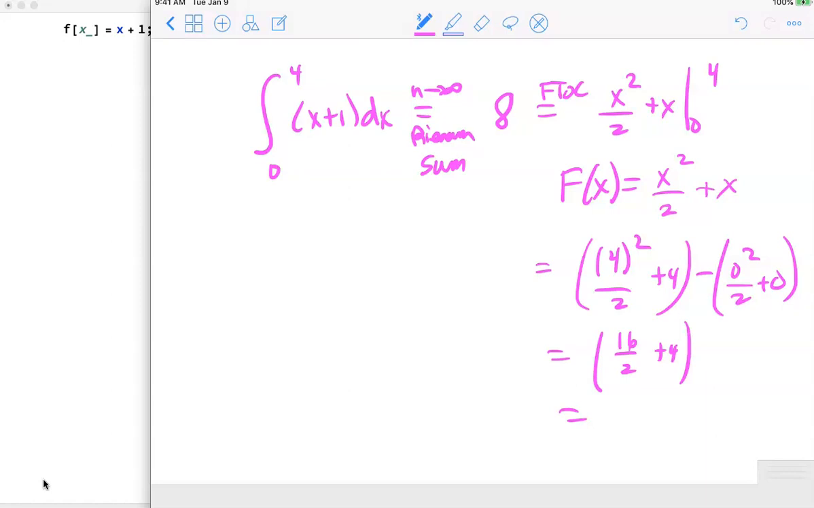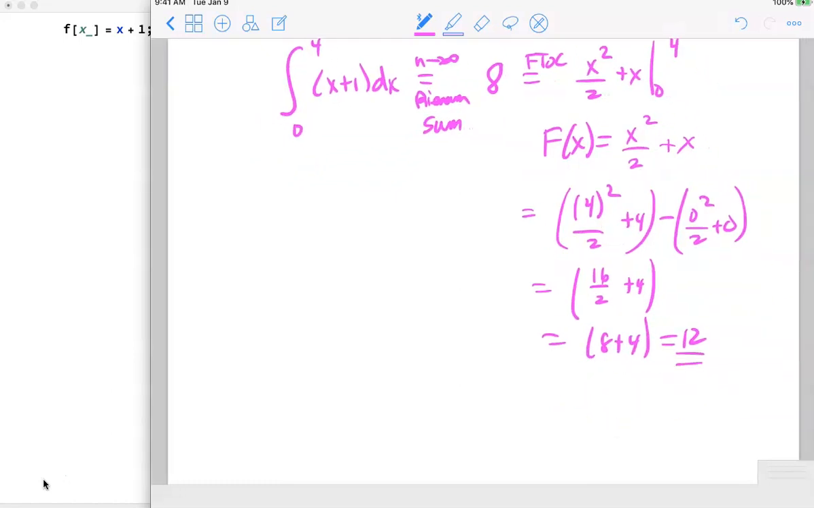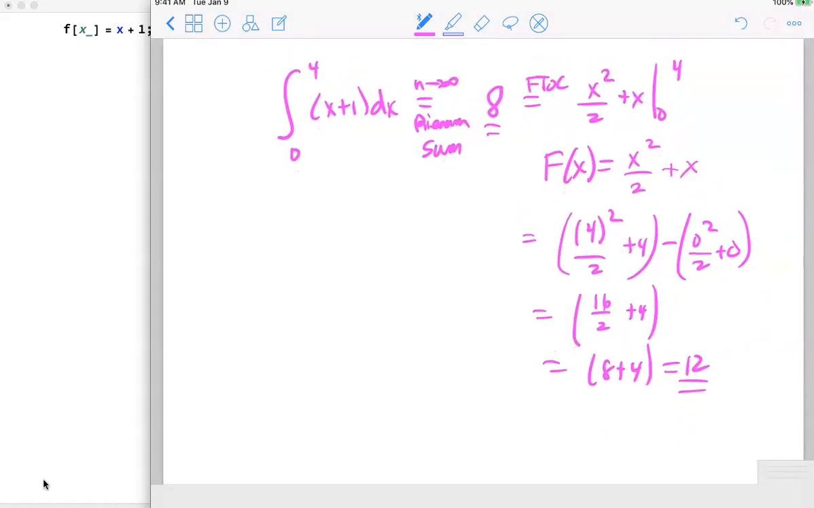Let me make sure I've done that right. 16 over 2 plus 4, that's 8 plus 4, which is equal to 12. Okay, so that's what I was supposed to get for my Riemann sum. So maybe I left out a term. Let me pause, and I will go back to the previous video and see if I can find it in the previous part. I will come back in just a second.